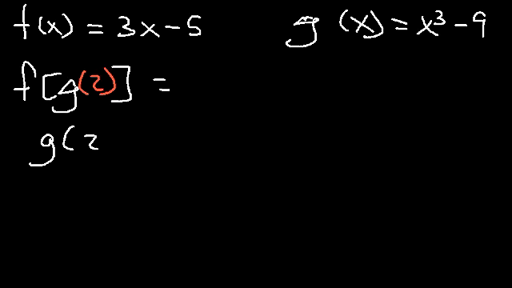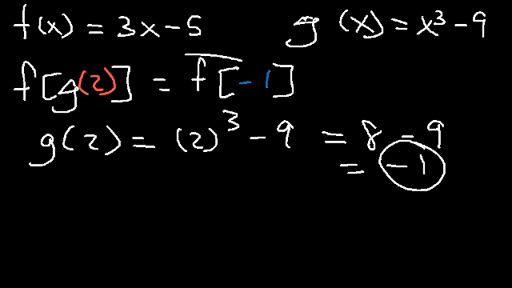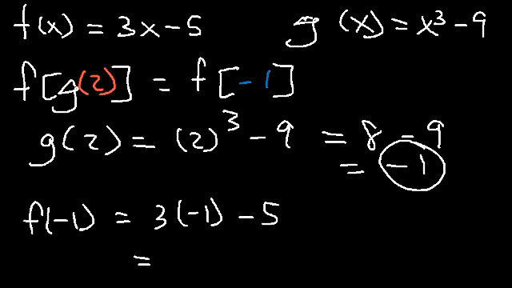In this case, the first thing we can do is find g of 2, so we can use this function. Let's replace x with 2. 2 to the third power, which is 2 times 2 times 2, 3 times, that's 8. And 8 minus 9 is negative 1. So g of 2 is equal to negative 1. So therefore, we can replace g of 2 with negative 1. So now let's take that value and plug it into this equation. So f of negative 1 is going to be 3 times negative 1 minus 5, which is negative 3 minus 5, and that's equal to negative 8. So this is the answer.